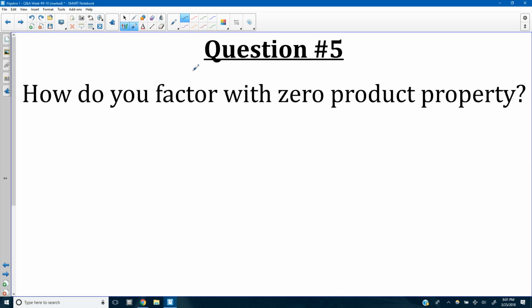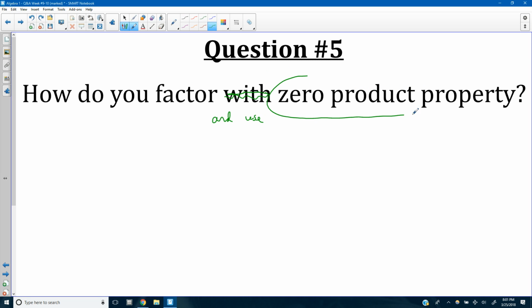Okay, question number 5. How do you factor with the zero product property? Okay, the question's kind of faulty. Now, I brought this one up exactly like this because 2 people wrote it like this. They're in different classes, so I expect that this was an independent question both people asked. It's more how do you factor and use zero product property? I'm not really sure what the question is that's being asked. I think some people don't really know what zero product property is just yet.